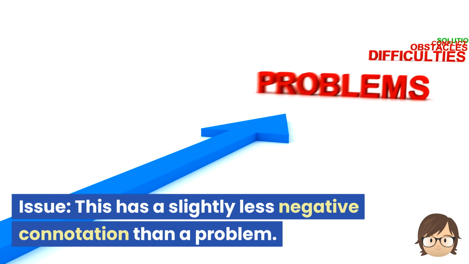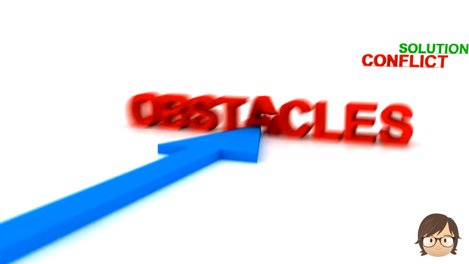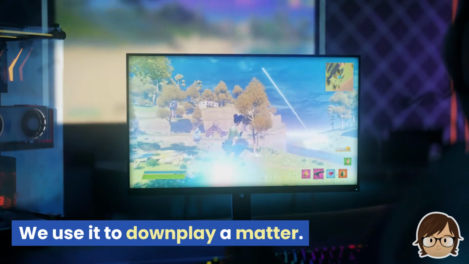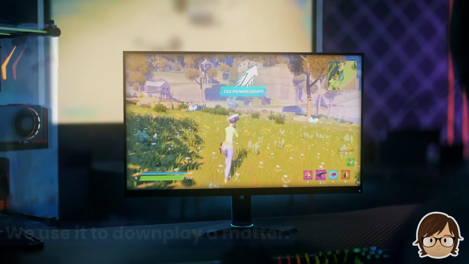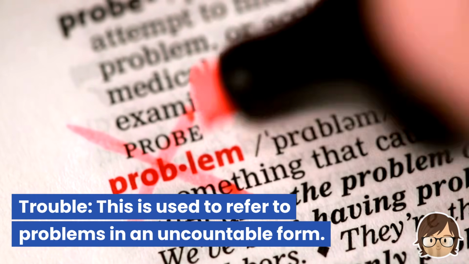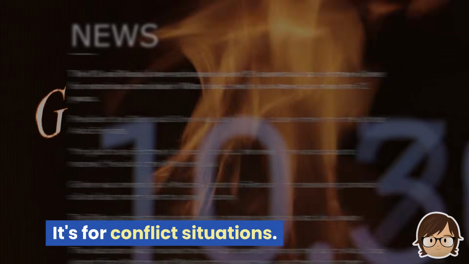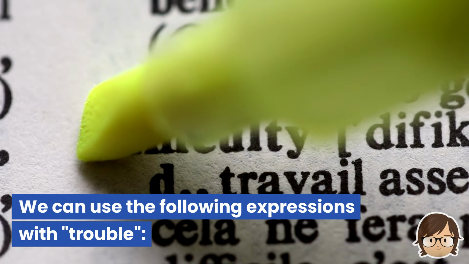Issue. This has a slightly less negative connotation than a problem. We use it to downplay a matter. Trouble. This is used to refer to problems in an uncountable form. It's for conflict situations. We can use the following expressions with trouble.